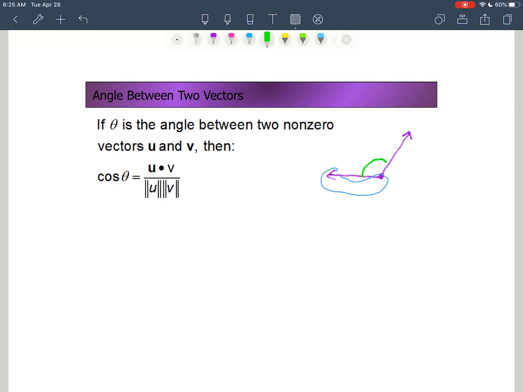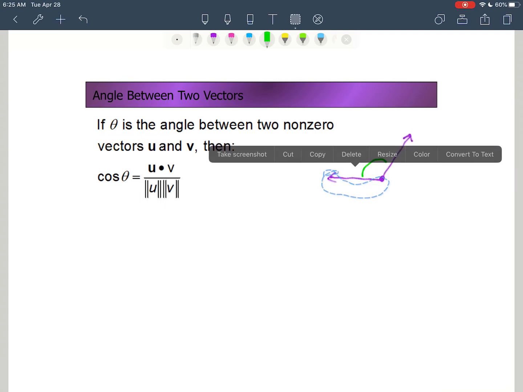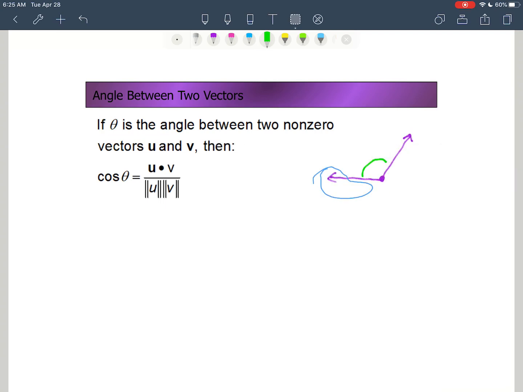Whether this vector is here, here, here, here, or here, the angle between the two vectors is the same. It's easiest for us to visualize in our learning having the same initial point, not the end point, because those are the end points.